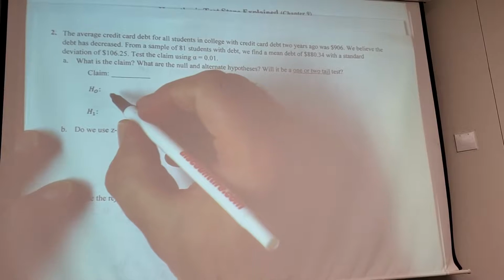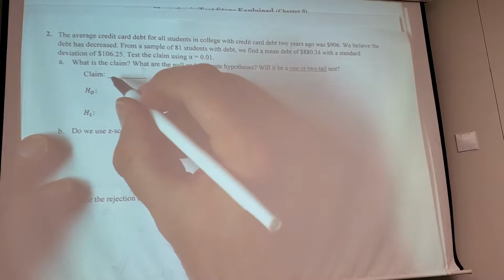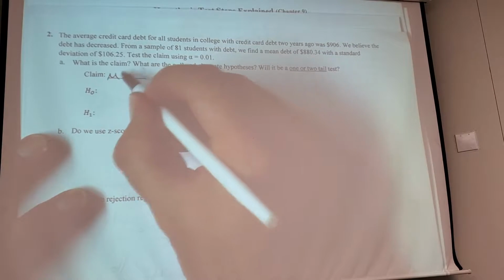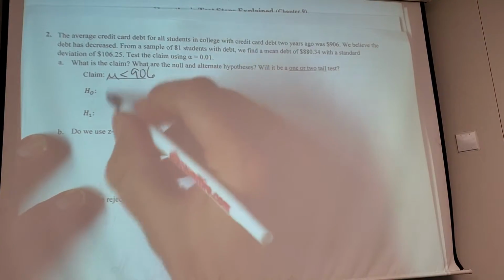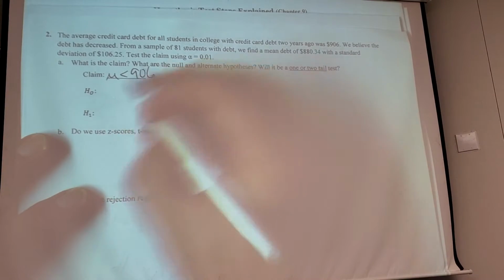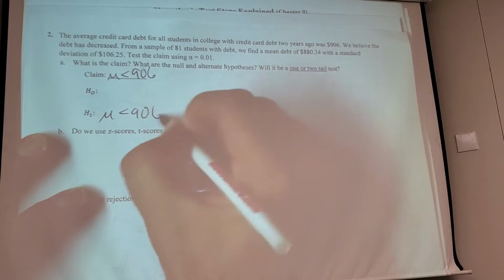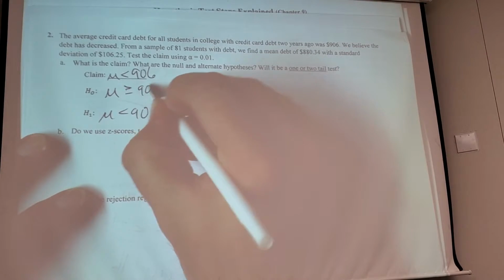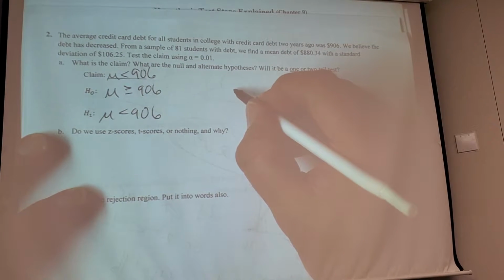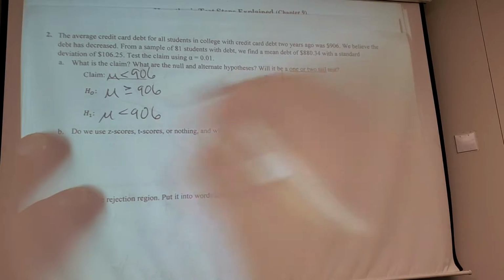So what do you guys put down here for the claim? The mean debt is less than 906. Where's that go? The Ha. So what's the Ho going to be? How many tail tests? Because there's a direction, right?